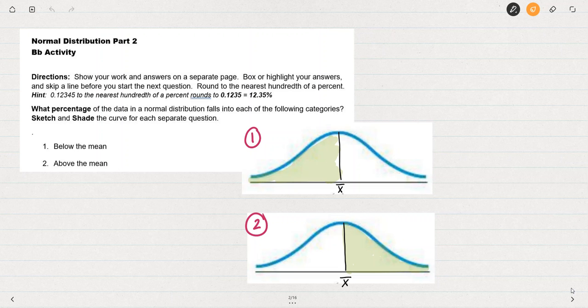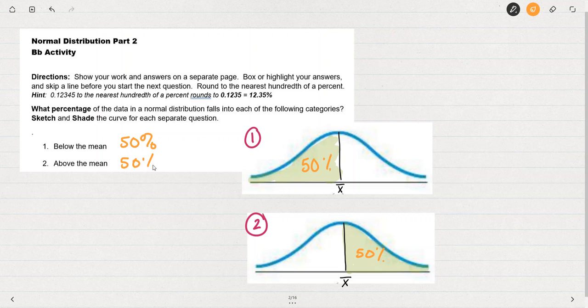What percentage of the data in a normal distribution falls below the mean? Number 1, what percentage of the data in a normal distribution falls below the mean? I've highlighted the area of the curve that's below or to the left of the mean, and we can see that that is 50%. For number 2, what percentage of the data in a normal distribution falls above the mean? I can see that that's also 50%.